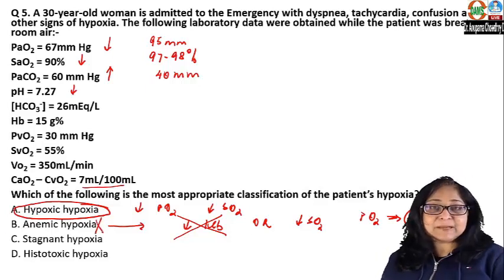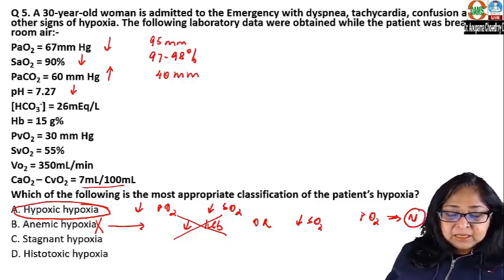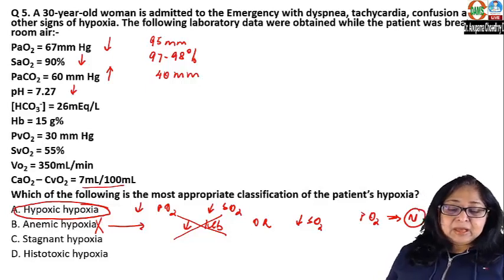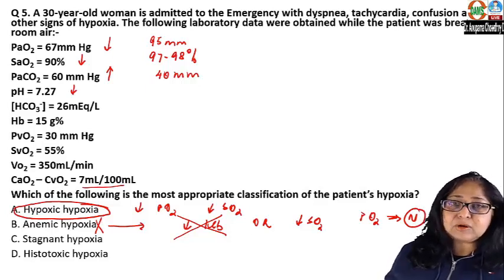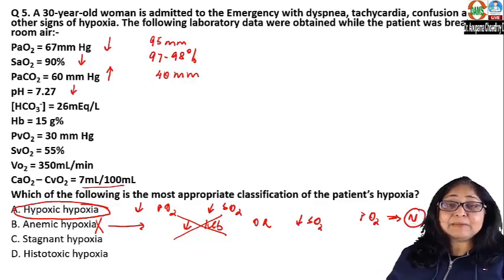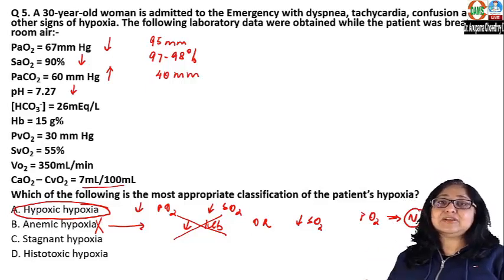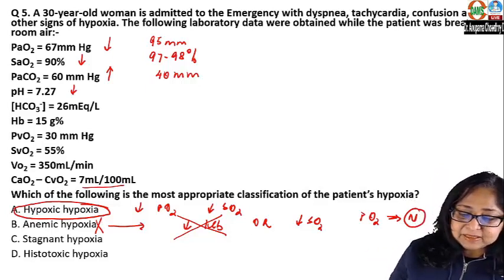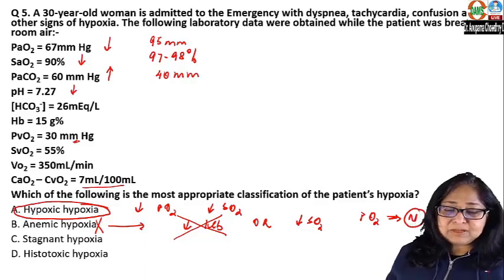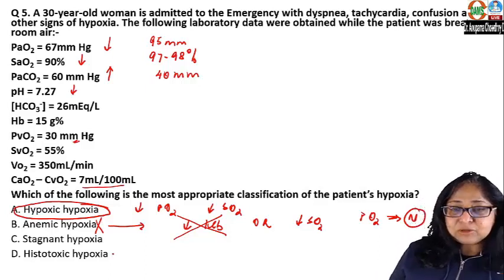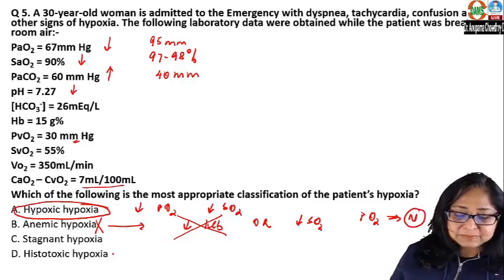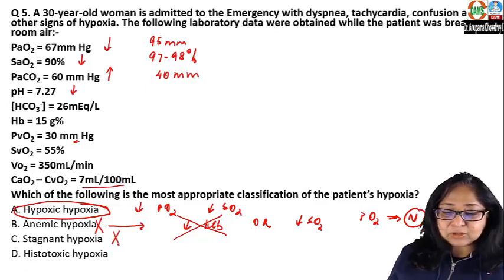What about stagnant hypoxia? In stagnant hypoxia, which is brought about by cardiac failure, the arteriovenous difference in partial pressure is increased. In histotoxic hypoxia, it is decreased, right? Here the arterial blood is 67 and the venous is given as 30, a difference of 37. The normal difference is about 55 millimeters of mercury. So in stagnant hypoxia, we expect this difference to increase, but it has not increased. Therefore, this is unlikely to be stagnant hypoxia.